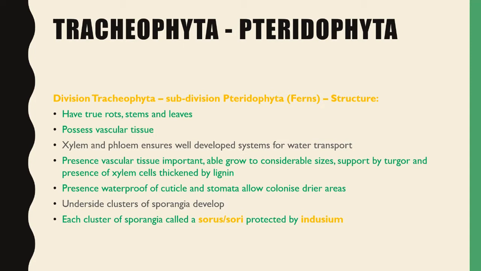They also have a waterproof cuticle and stomata, which allows them to colonize drier areas. The underside of ferns have different clusters of sporangia developing. Each cluster of sporangia is called a sorus, or sori for plural, and these are protected by an indusium.